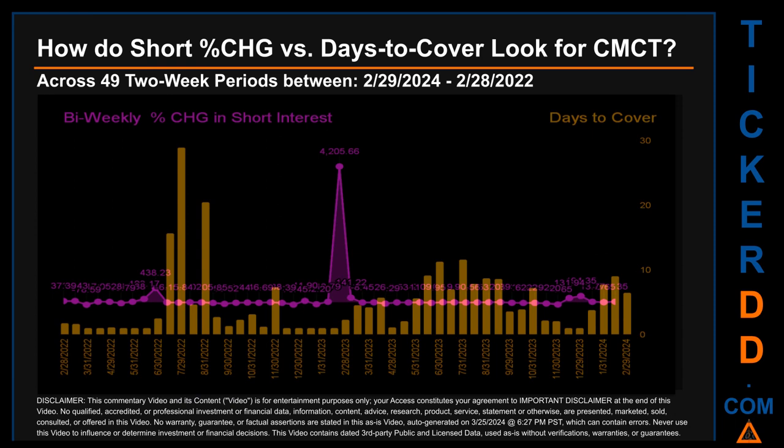Other interesting data points include: the largest percentage increase in short interest was 4,205.66%. The largest percentage decrease in short interest found across those 49 2-week snapshots was -78.59%. It occurred once on March 31, 2022 settlement date. The average days to cover was about 4.94. The biggest days to cover was 28.99 and it happened once on July 29, 2022 settlement date.